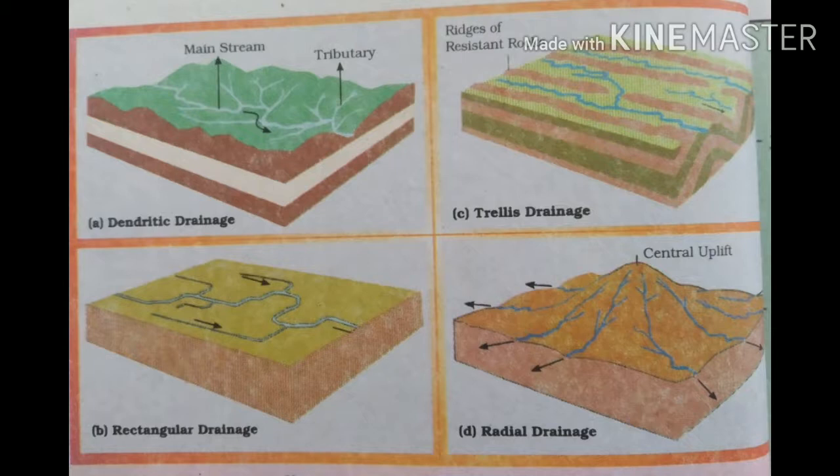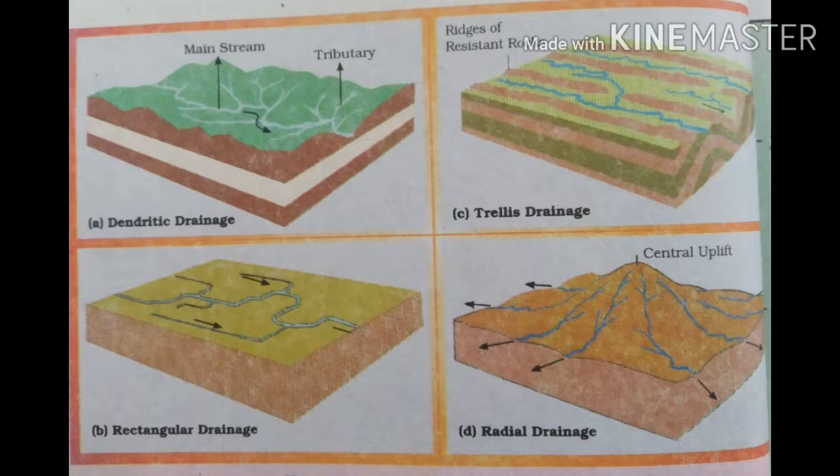Moving on to understand rectangular drainage pattern. Students, in this type of pattern, straight tributaries meet straight trunk streams with bends at almost right angles. These are formed on faulted or fractured bedrock. This drainage pattern develops on a strongly jointed rocky terrain.